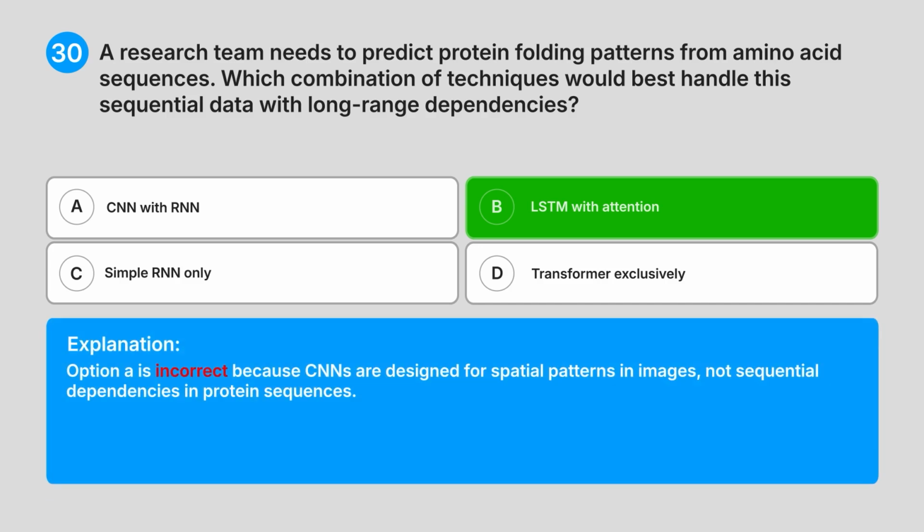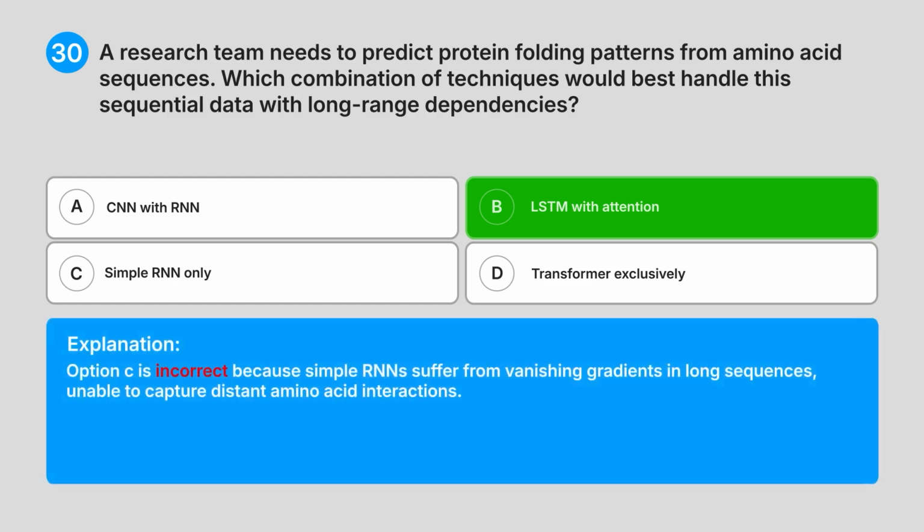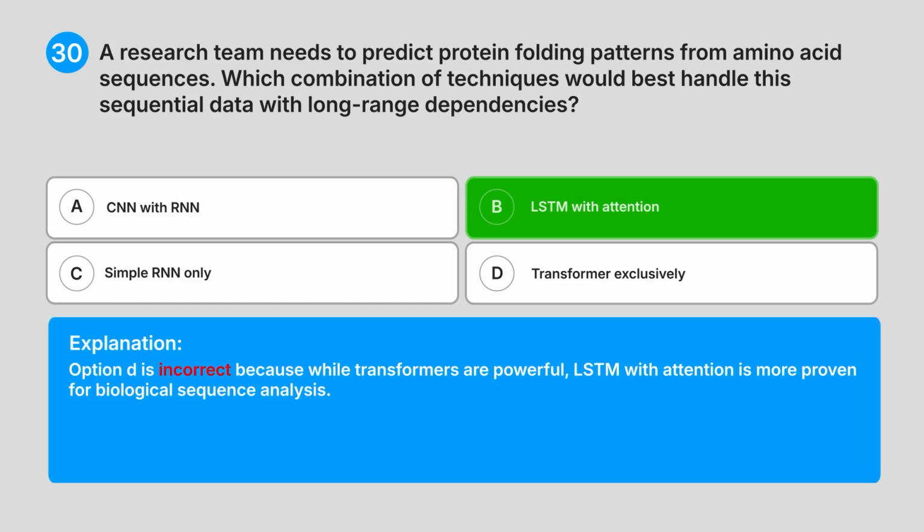Option A is incorrect because CNNs are designed for spatial patterns in images, not sequential dependencies in protein sequences. Option C is incorrect because simple RNNs suffer from vanishing gradients in long sequences, unable to capture distant amino acid interactions. Option D is incorrect because while transformers are powerful, LSTM with attention is more proven for biological sequence analysis.